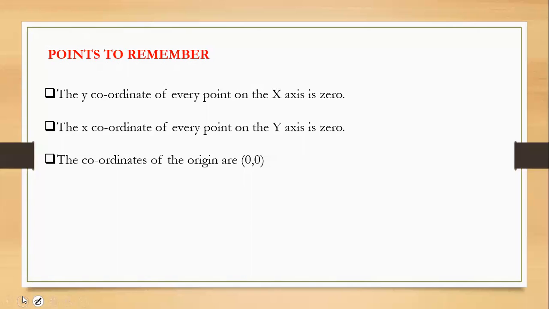The y coordinate of every point on the x-axis is 0. The x coordinate of every point on the y-axis is 0. The coordinates of the origin are 0, 0.